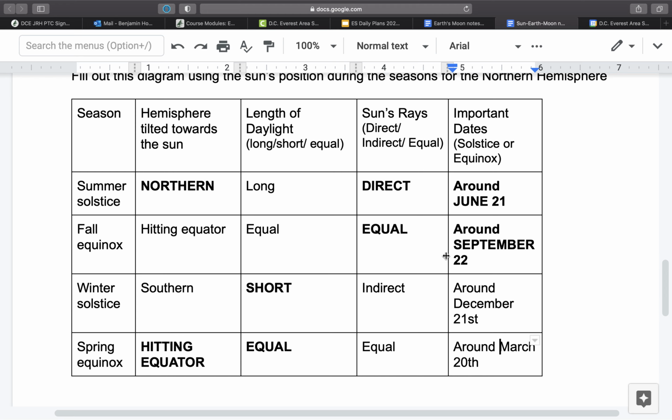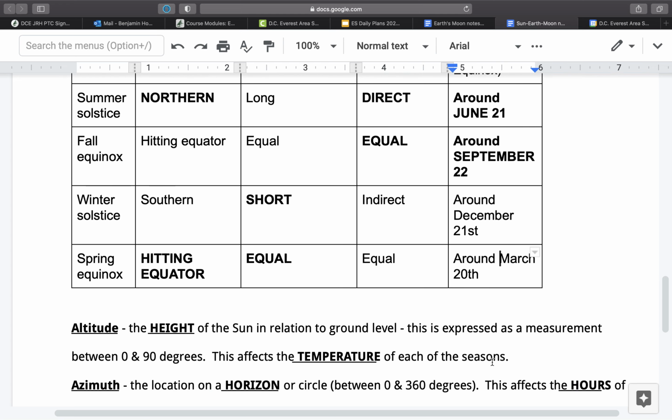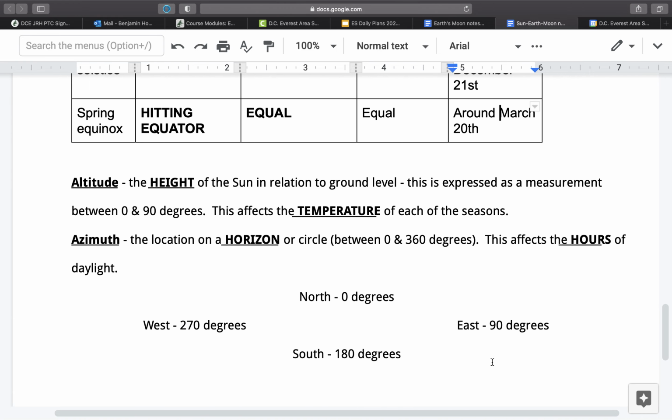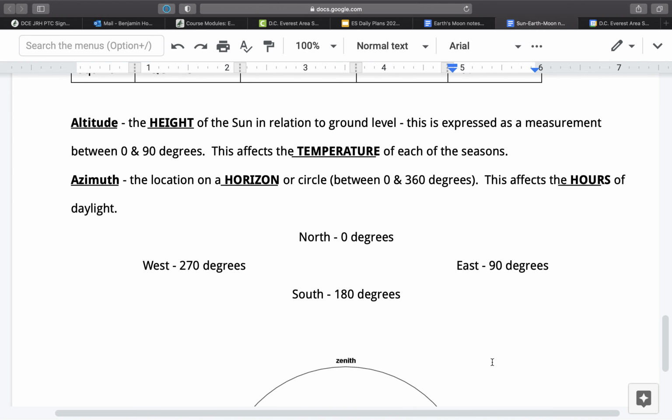And then the dates that I mentioned before. So you can see everything about the equinoxes is identical except the dates. The fall equinox happens in September. The spring equinox happens in March. So where that brings us next is this idea of solar altitude and solar azimuth.